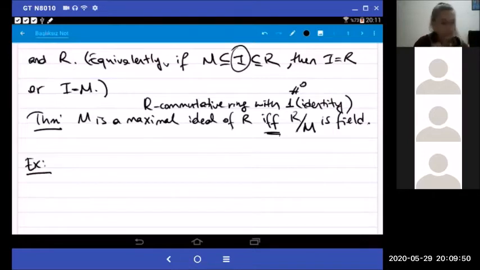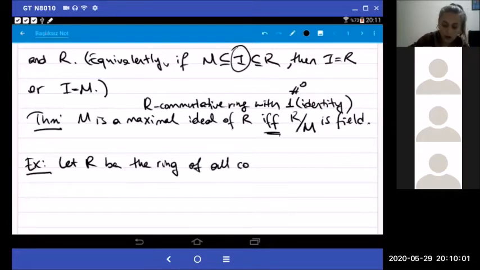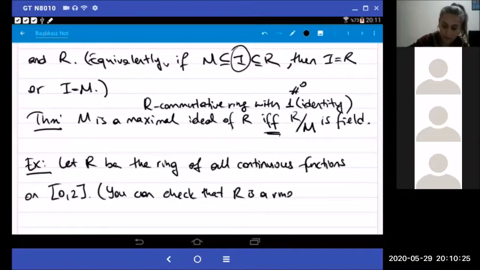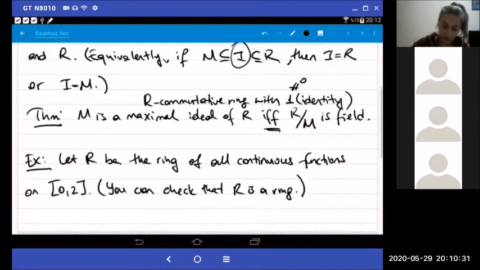An example from recitation notes. Let R be the ring of all continuous functions on the closed and bounded interval [0, 2]. Okay, you can check that this is indeed a ring, with pointwise addition and pointwise multiplication.